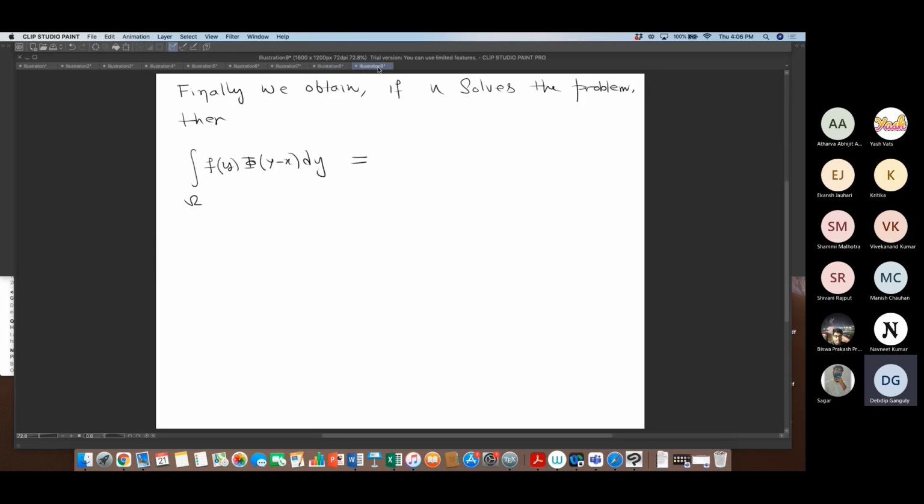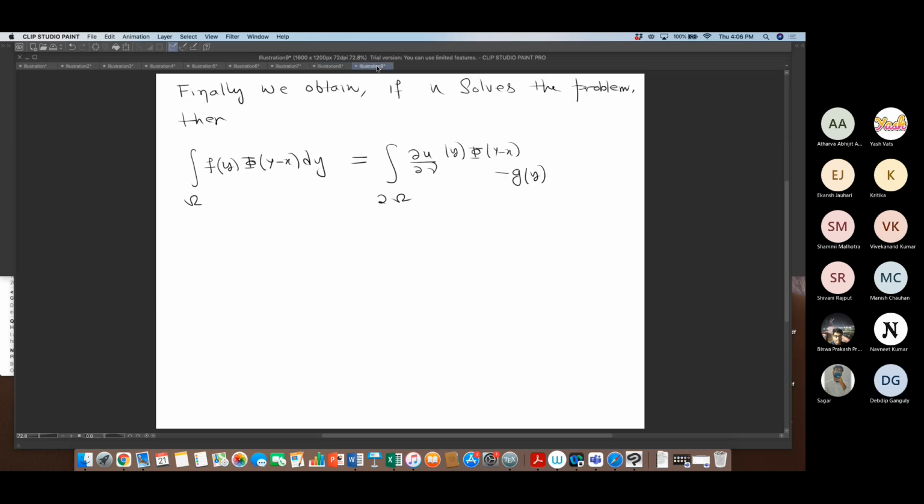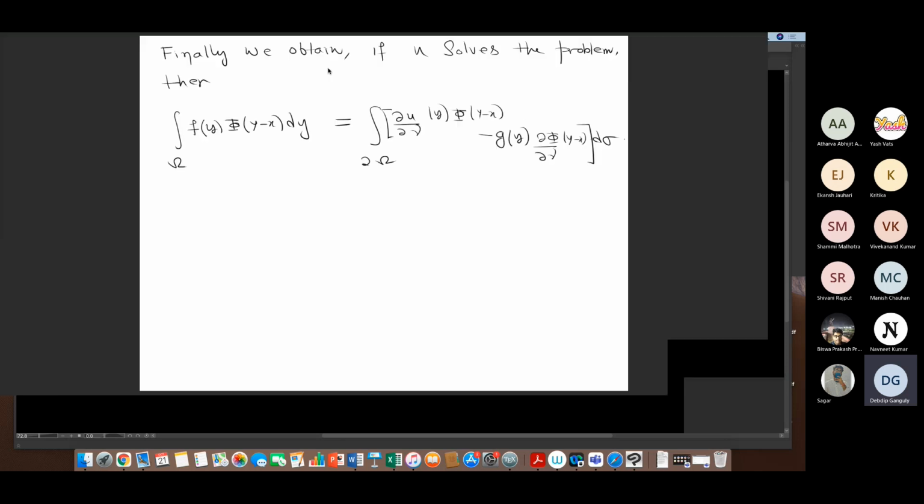Okay, what is the boundary term? The boundary term is del u by del nu at y phi of y minus x minus gy del phi by del nu y minus x d sigma, because uy at the boundary is given to be g, right? That is why I have written gy, minus ux.